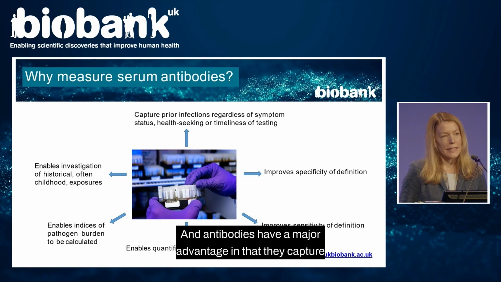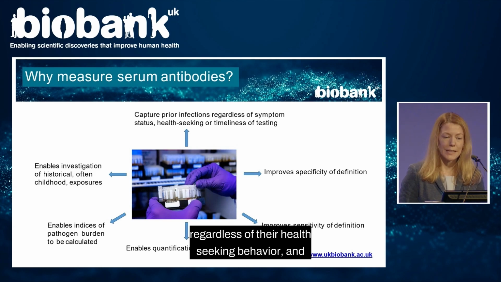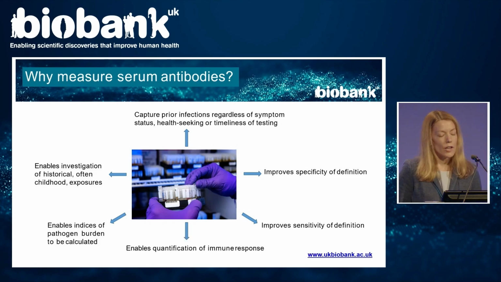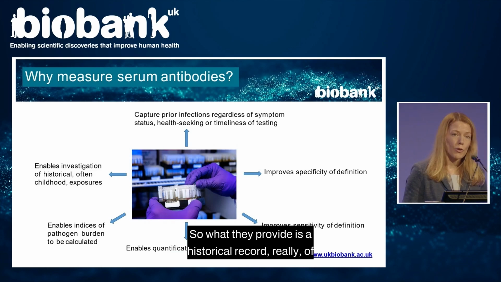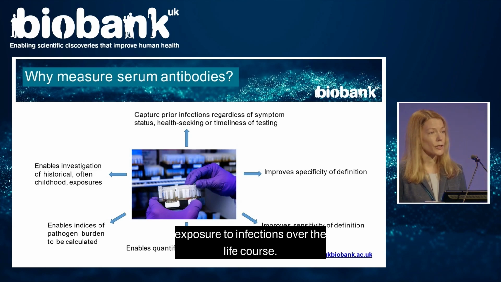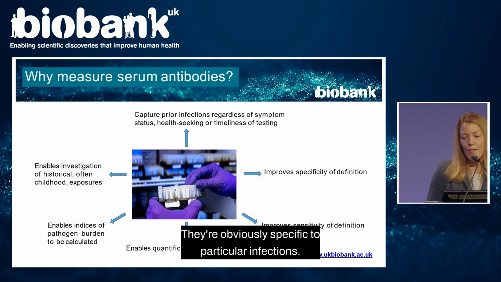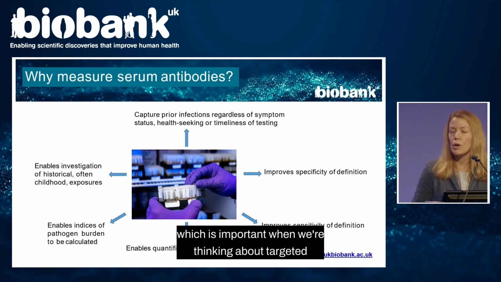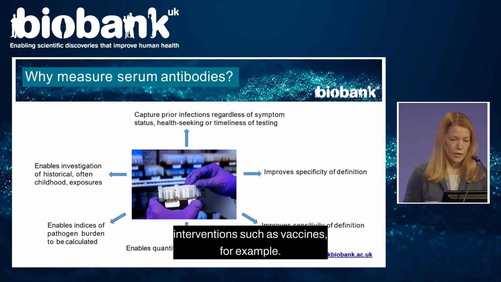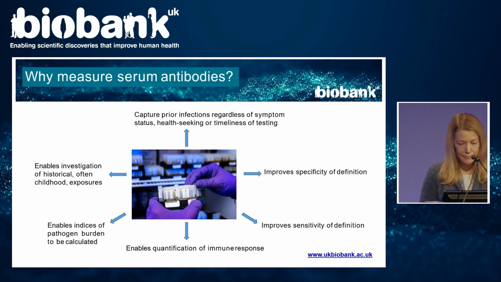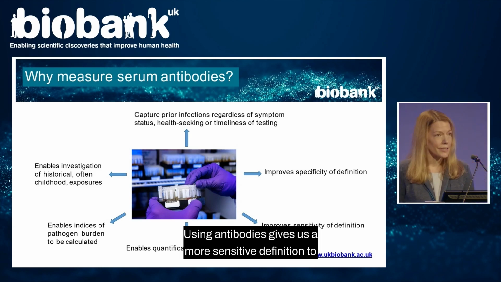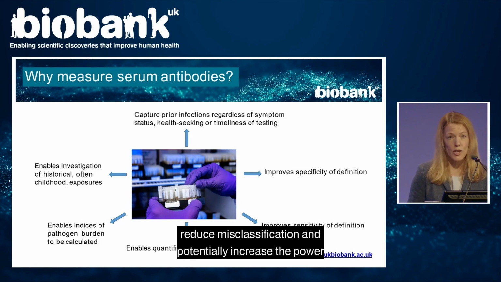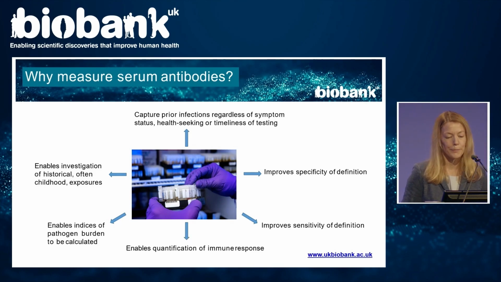And antibodies have a major advantage in that they capture prior infections regardless of someone's symptom status, regardless of their health-seeking behavior, and regardless of the timeliness of testing. So what they provide is a historical record, really, of exposure to infections over the life course. They're obviously specific to particular infections, so we've got improved specificity of definitions, which is important when we're thinking about targeted interventions, such as vaccines, for example. Using antibodies gives us a more sensitive definition to reduce misclassification and potentially increase the power of our study.